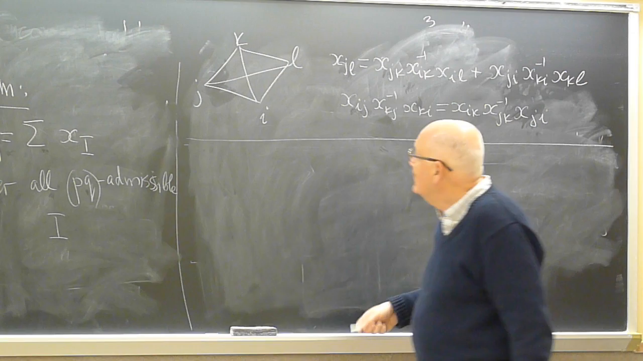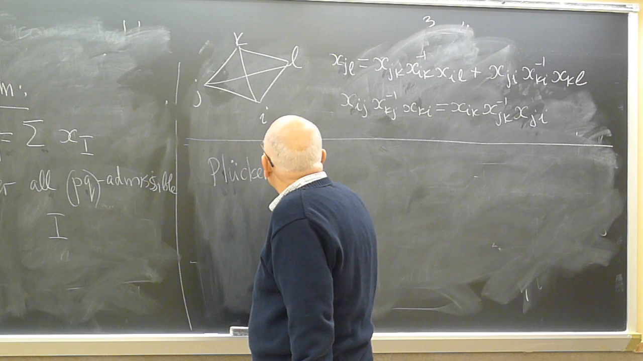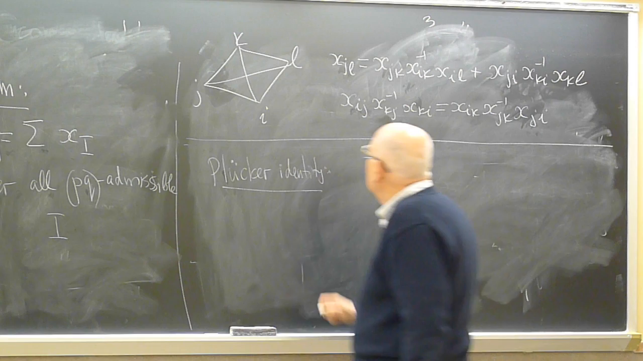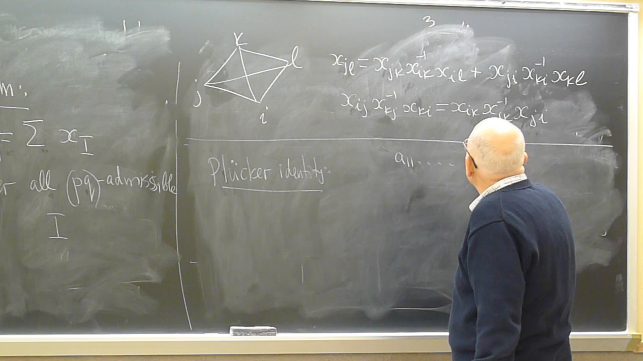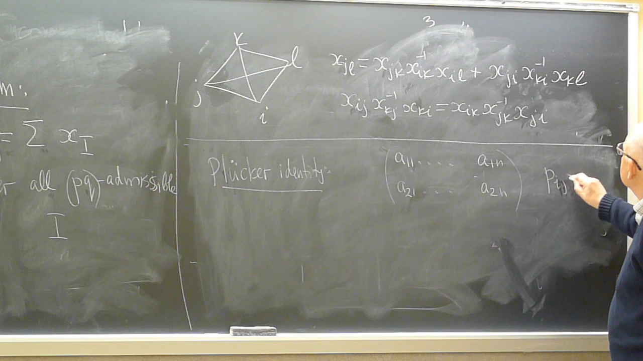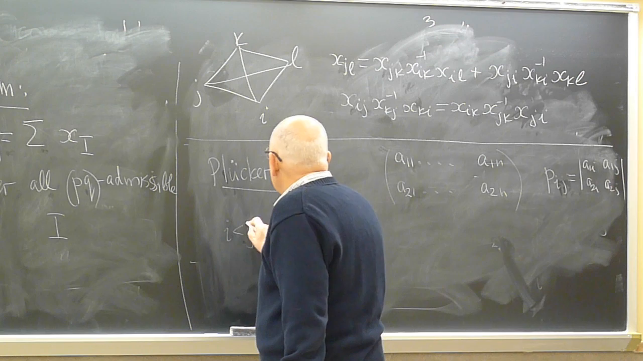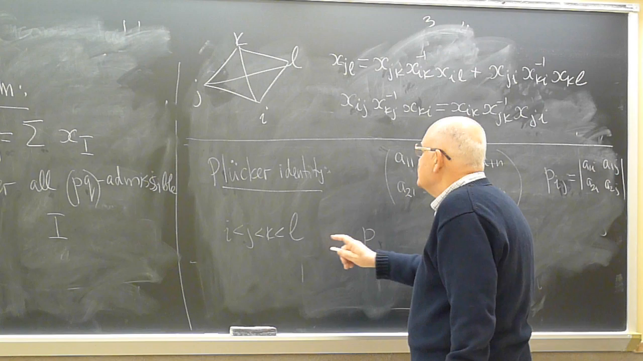In the commutative case, you have the Ptolemy identity, which actually looks like a Plücker identity. So the Plücker identity, suppose you have just this matrix, and you put P and J just so this is determined. And then you know that when you have four relations like this, then you have this relation, P I P.